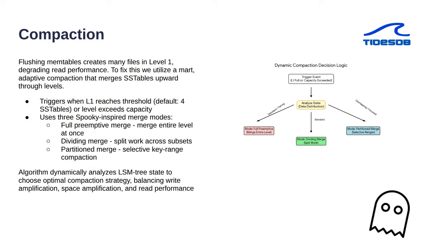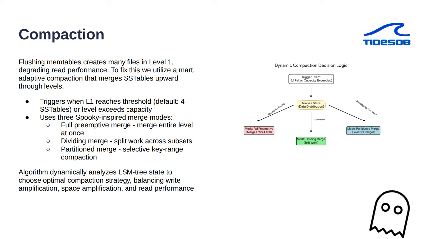We implement 3 Spooky inspired merge modes: full preemptive merge, which merges an entire level at once; dividing merge, which splits work across subsets; and partition merge, which is more selective. It's like a selective key range compaction. The algorithm analyzes the LSM-tree state to choose the most optimal compaction strategy, balancing write amplification, space amplification, and read performance.